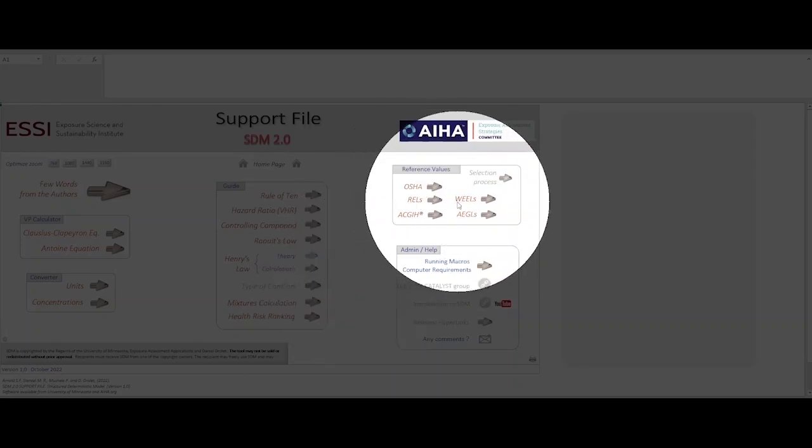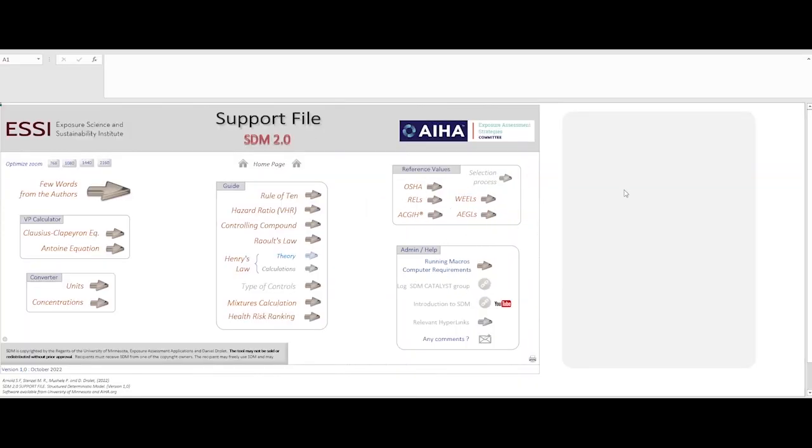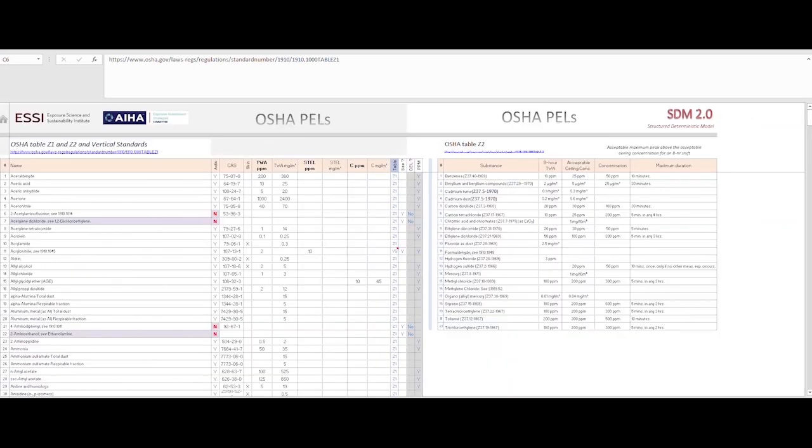Valuable additional contextual information for the different OELs can be seen by clicking on the Agency OEL link. On the OSHA page, for example, the user can see which chemicals in the SDM 2.0 database have OSHA PELs, the type and value of the PEL, and the maximum duration of exposure permitted.